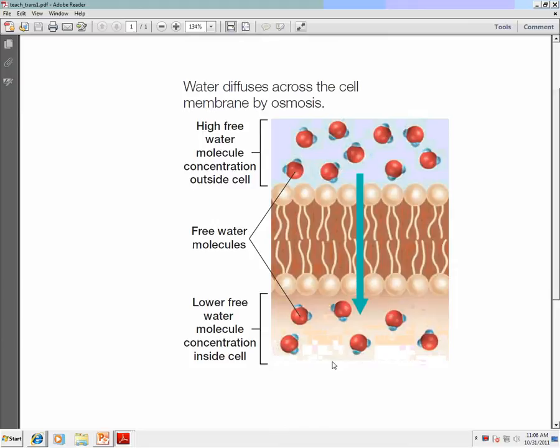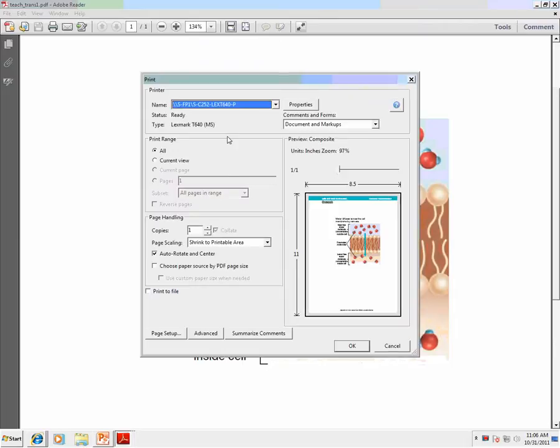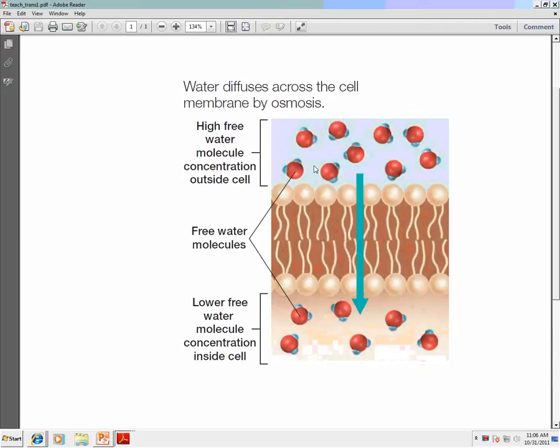Here's water diffuses across the cell membrane by osmosis. You can see what we have going on here. You have the high amounts of water molecules on one end, okay, and a lower amount on the other. The water molecules are going to move through the cellular membrane, this phospholipid bilayer, through the process of osmosis, going from high concentration to low concentration.